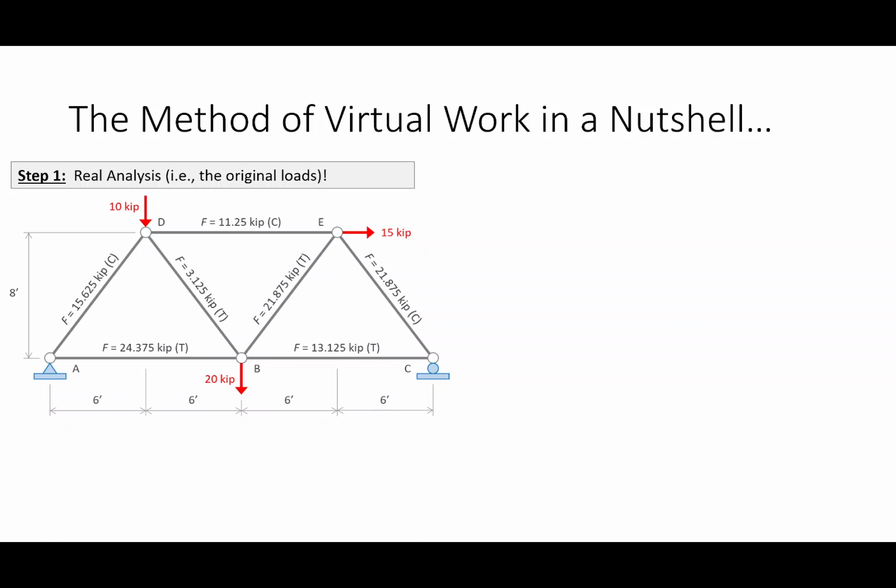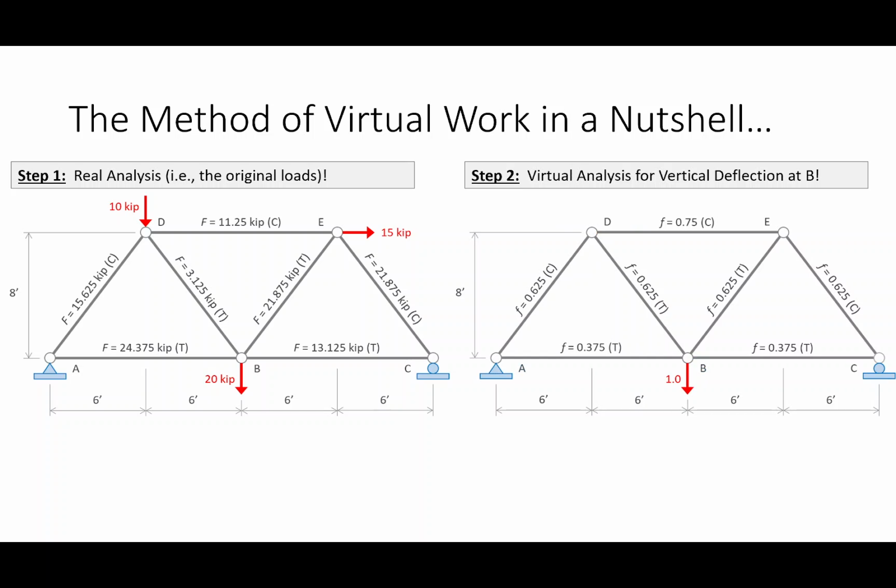We then need to perform a second analysis. And that second analysis, we call it a virtual analysis. Now here's how the virtual analysis works. We kick off every one of the original real loads on the structure. So we take this 15 kips, this 20 kips, 10 kips, take them off. Gone. This is Sparta. Okay? Kick them off. And we replace them with a single load.